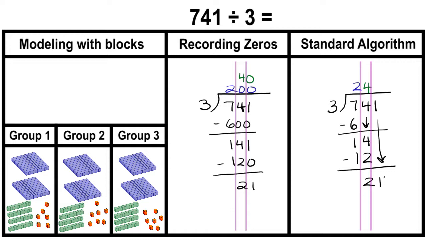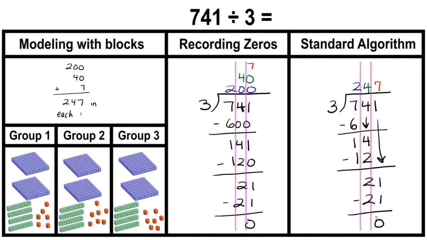21 ones divided into 3 groups is 7 ones. 7 times 3 equals 21. 21 subtract 21 equals 0. Now we add the partial quotients of 200 plus 40 plus 7, which is 247 for the total quotient, or your final answer. Each method of dividing 741 by 3 shows the correct answer is 247.